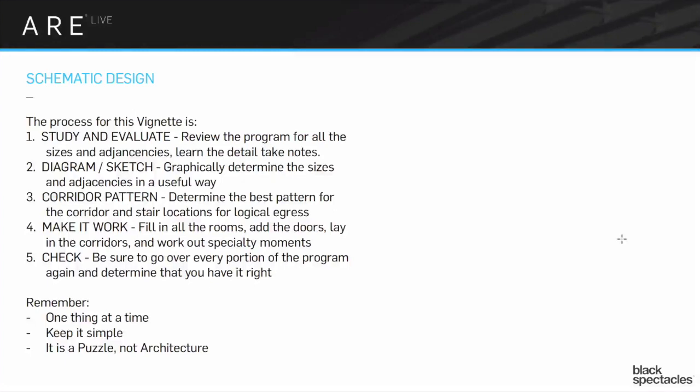So the first way to think about this is you're just going to break it down into a few fairly straightforward steps. The first thing you're going to be doing is studying and evaluating the information that is given to you. So you've got a bunch of information. You're going to open up the program. There's going to be a drawing page, a program page, and a code page.